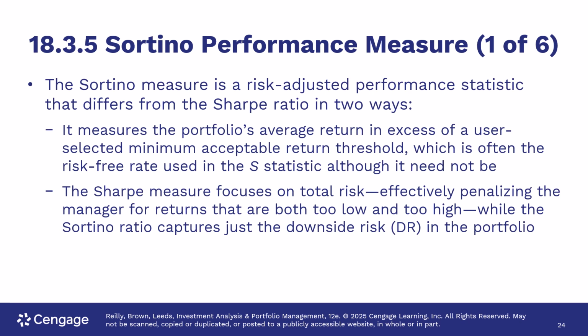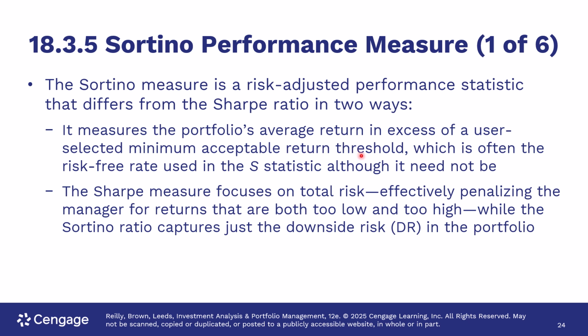Okay, you notice that I removed the slides completely for the information ratio. I told you it was going bye-bye, and it did. So here's the last one, the Sortino measure. This one's similar to the other ones, except with a couple of modifications that we will now discuss. The Sortino measure is a risk-adjusted performance statistic that differs from the Sharpe ratio in two ways. It measures the portfolio's average return in excess of a, get this, user-selected minimum acceptable return threshold.